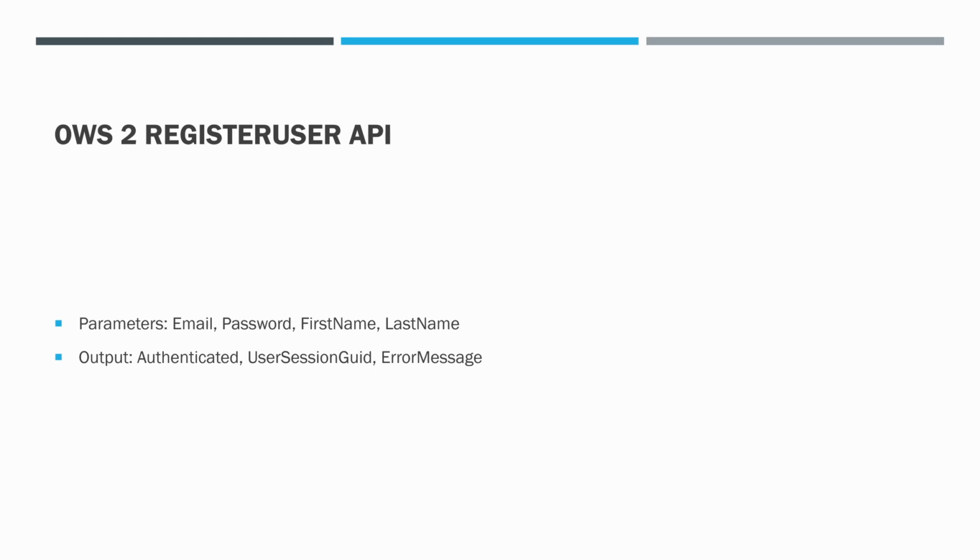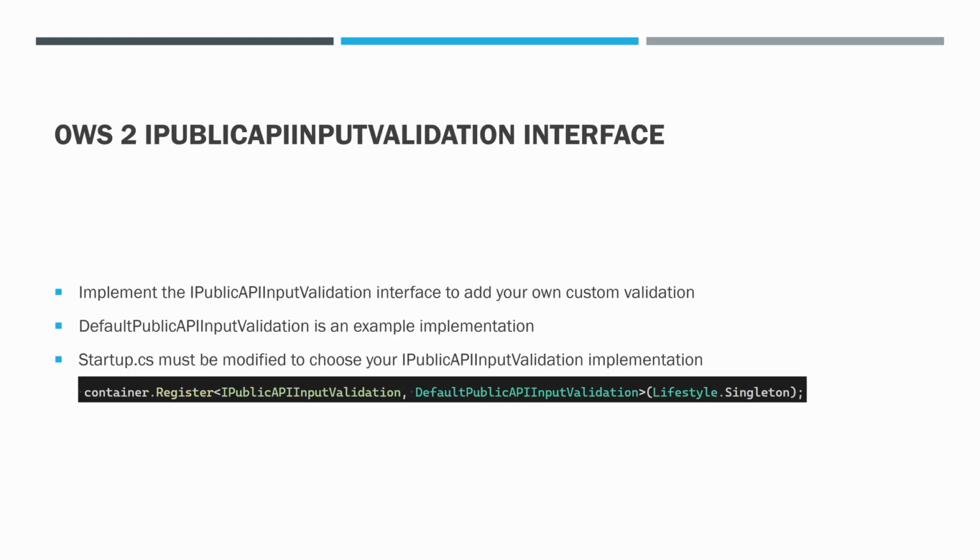In a bit, we're going to take a look at how the validation works for registration, and that's what would output those error messages. The IPublicAPIInputValidation interface in OWS 2 is what is used to add your own custom validation. DefaultPublicAPIInputValidation is an example implementation.